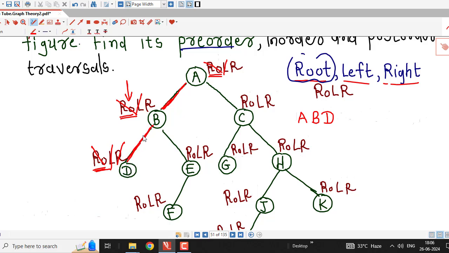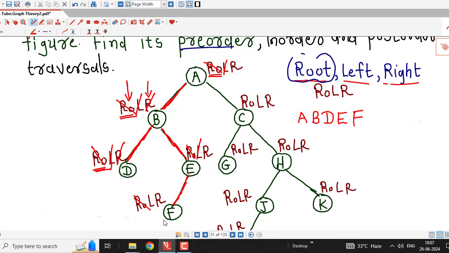So after D we are going for B, and here we have to consider this operation, that is traverse the right subtree of root B. So here we cancel R and we are going to the right of B, and here we have to first process the root, that is I will cancel RO and here I will write capital E. After that I have to go to the left of E, so I am going in this direction, and here I will process the root F, so I cancel RO.